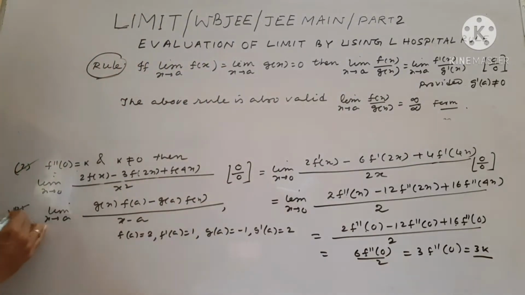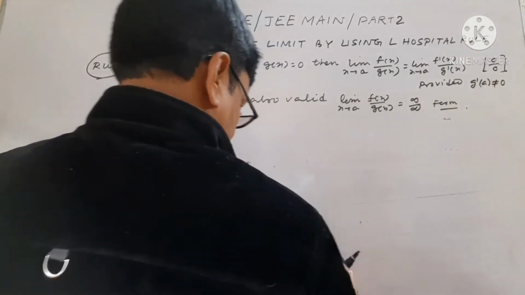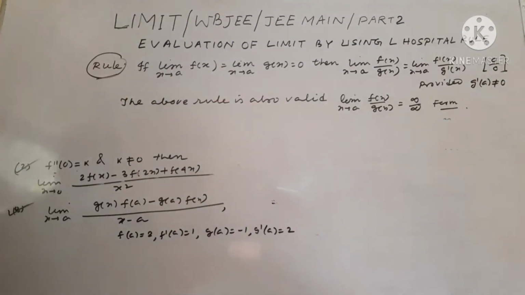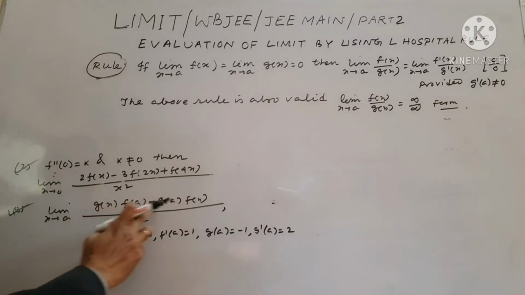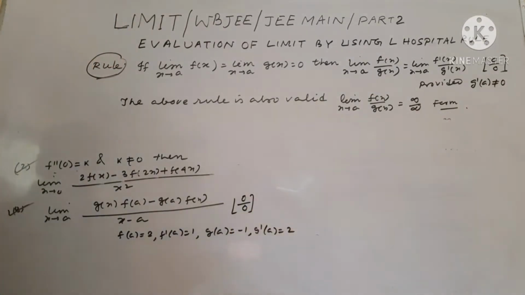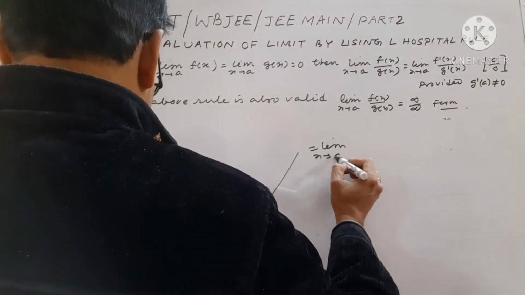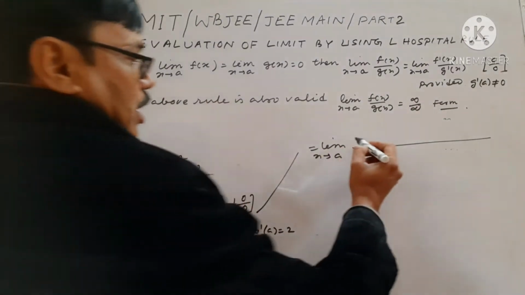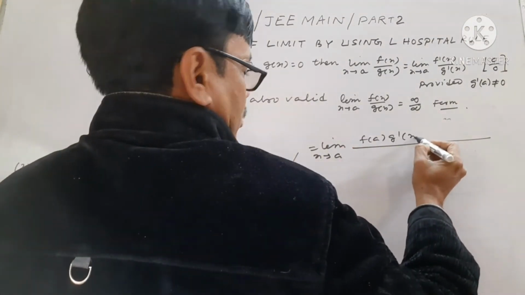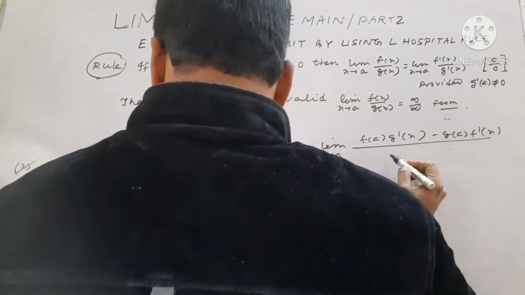Now problem number 3, a similar problem. Limit x tends to a of (g(x) f(a) minus g(a) f(x)) by (x minus a). So g(a)f(a) minus g(a)f(a), this is of the form 0 by 0. So using L'Hospital rule, limit x tends to a, f(a) is constant, so f(a) g'(x) minus g(a) f'(x), by 1.